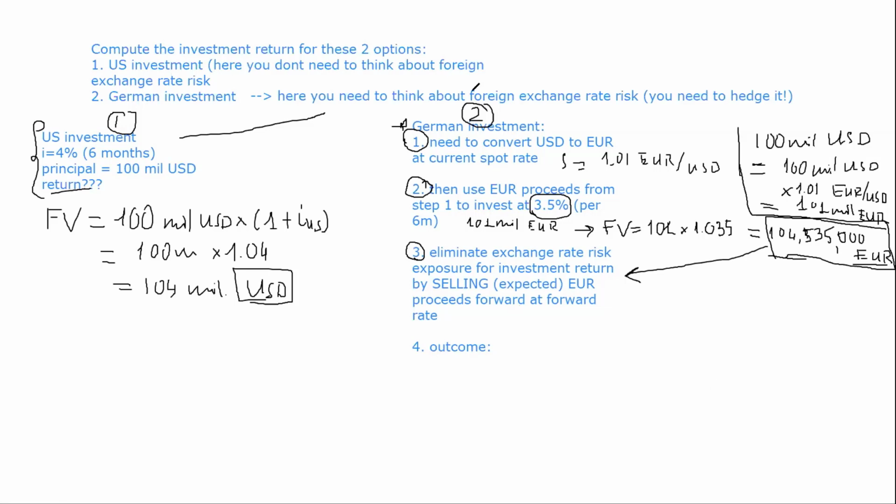Okay, so from the question, we know that the forward rate is 0.99, right? Euro per USD, okay? So if I want to convert this much euro, so 104.535 million euro, into the USD at the current forward rate, how much do I get? What's the USD equivalent?